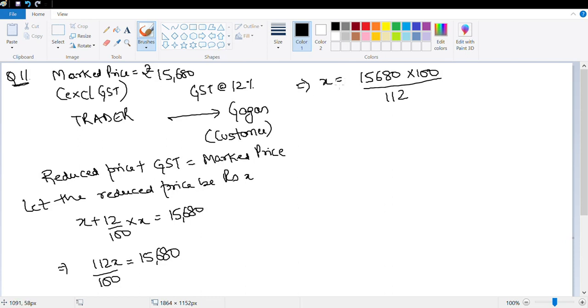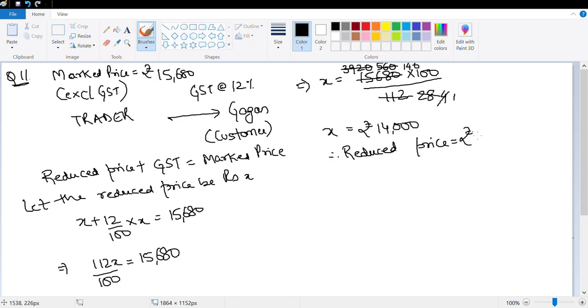Divisible by 4? Yes, divisible by 4. 4 2s are 8, 32, 4 8s. This is 4 3s are 12, 36, 4 9s are 36, 2 0. Divisible by 7. 7 into 4, 7 5s are 35, 42, 560. So this is equal to 14 with 3 zeros, that's rupees 14,000. Therefore, the reduced price is equal to rupees 14,000.